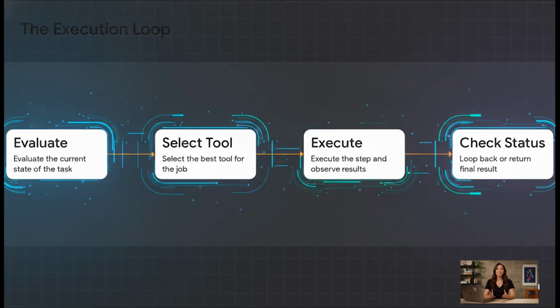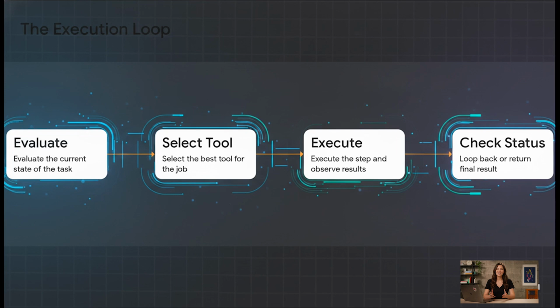LlamaIndex shows how the agent continuously cycles through this loop right inside the harness. Step 1, the agent evaluates the current state of the task. Step 2, it looks at its available tools and picks the best one for the job, relying entirely on the tool's programming descriptions to know what it actually does.